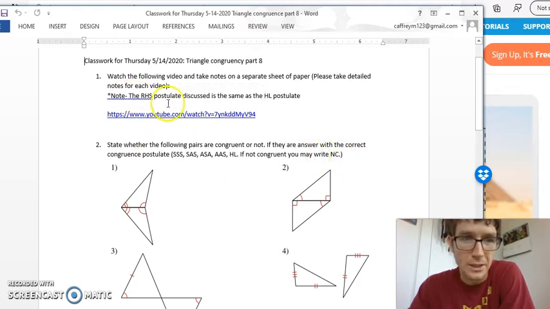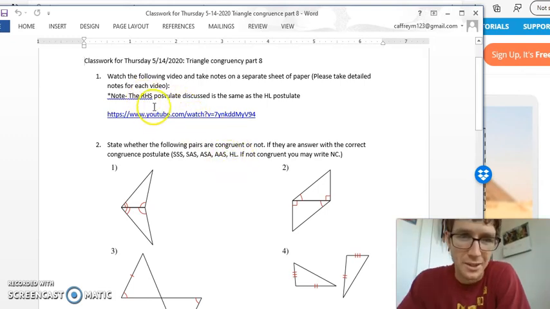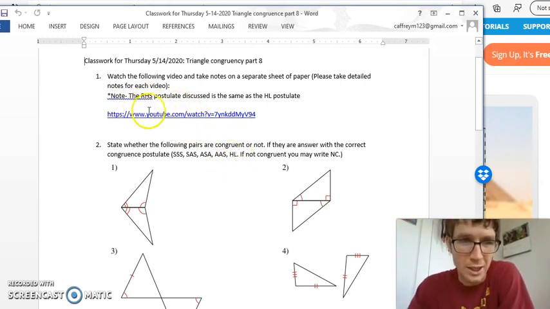And just one note up here for this video: RHS stands for right angle hypotenuse side. It's the same thing as hypotenuse leg, the same congruence postulate. So those two things are the same. When they talk about RHS in this video, they mean HL.